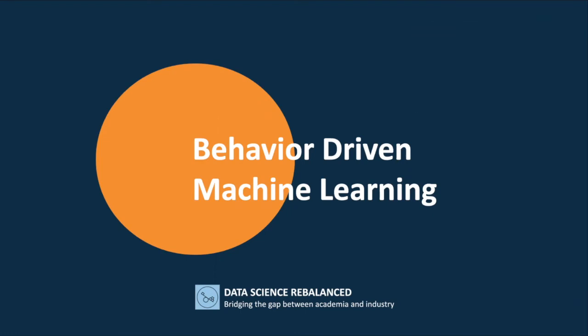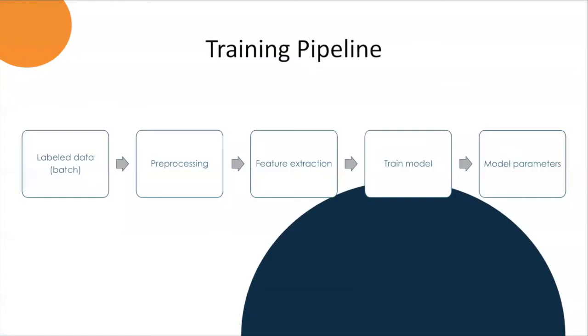We build data science tutorials to help bridge the gap between academia and industry. Today, we're going to briefly talk about behavior-driven machine learning. Let's say you want to build a machine learning model. The first thing you're going to need is a labeled data set. From there, we can push this data through a training pipeline. And on the other side, we end up receiving a set of model parameters.